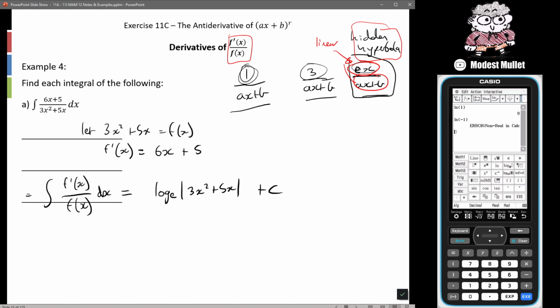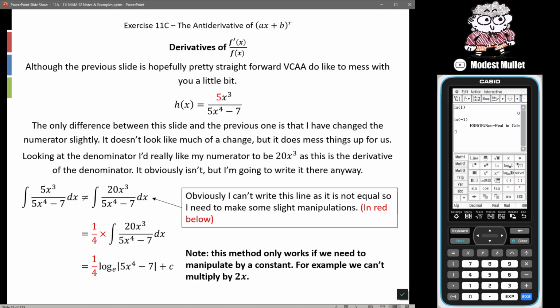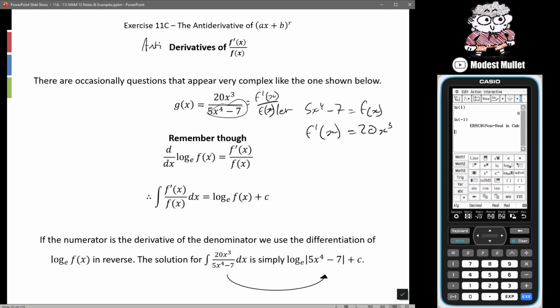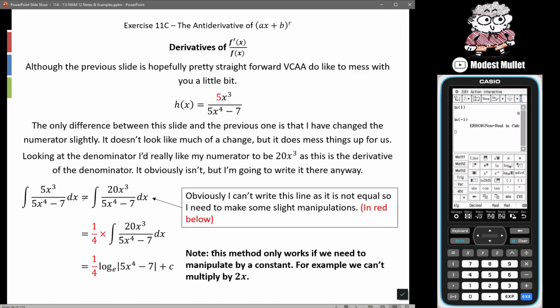Now, if you thought that was a lot, and I apologize for the video going a little bit long, VCAA tries to then make it even a bit harder. They make it harder where it's not perfectly f dash of x on the top. So we've taken this example here, and instead of being a 20, what happens if it's a 5? What happens if it's a 5?